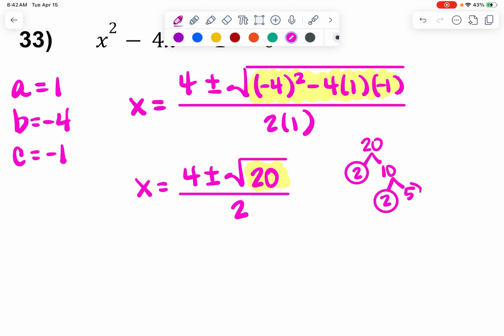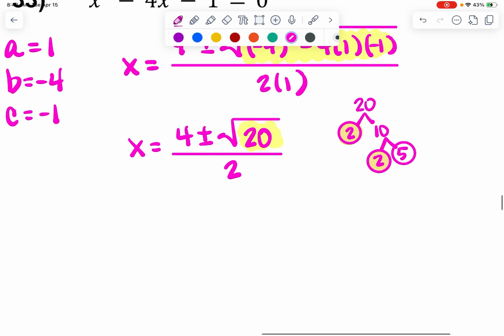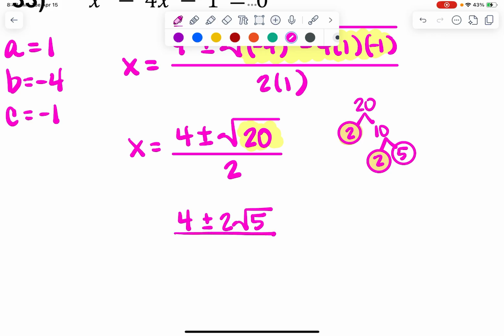So, and then 10 breaks down into 2 and 5. So we can definitely simplify the radical because we have a pair of 2's. So that means we can rewrite the square root of 20 as 2 root 5. Right? Now I'm going to bring everything else down that was around that. So I'm going to bring down my 4 plus or minus, bring down my 2.